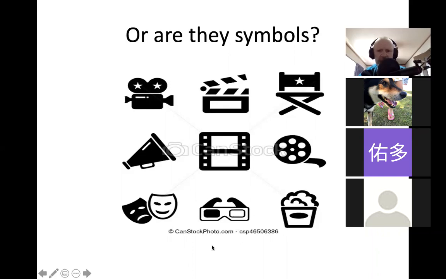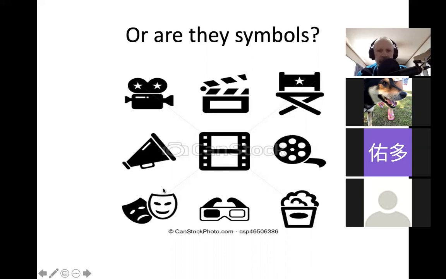You've got something that looks like glasses. Does it mean glasses? Kind of, but a special kind of glasses. And what about this one here, at the bottom left, where you've got these masks? There's a happy mask and an unhappy mask. It looks like two masks. I mean, that's obvious, look what it looks like. It looks like two masks.